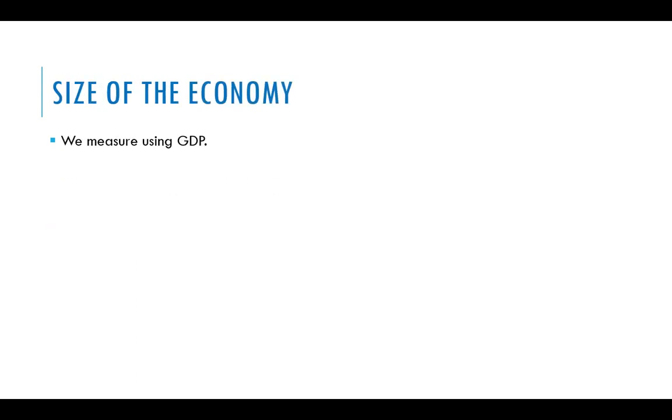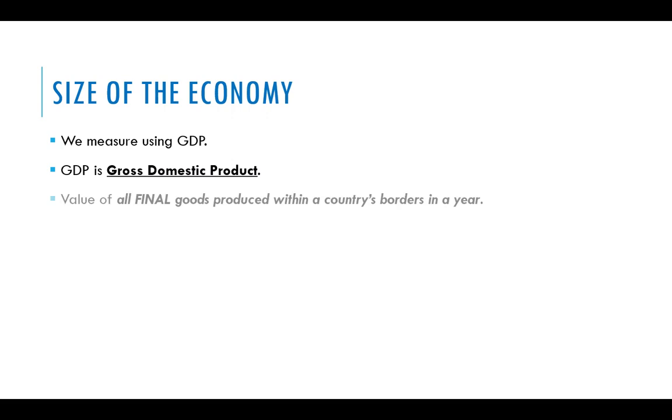When we talk about the size of an economy, we use a measure called gross domestic product, and we abbreviate it GDP. So GDP is gross domestic product. For those of you in the business school, you've seen this before in your principles of economics classes. GDP is the value of all final goods produced within a country's borders in a year. All final goods. Notice I have that in caps. All final goods produced within a country's borders for a period of a year.